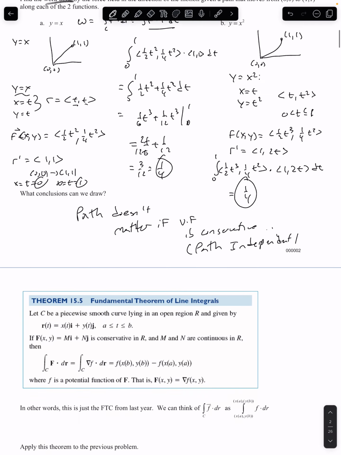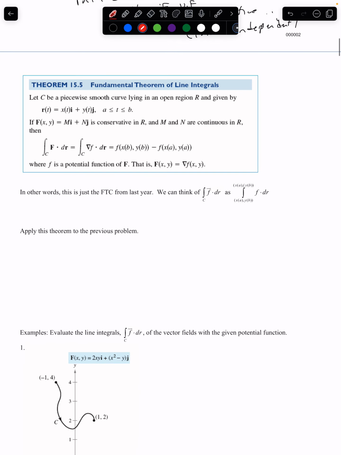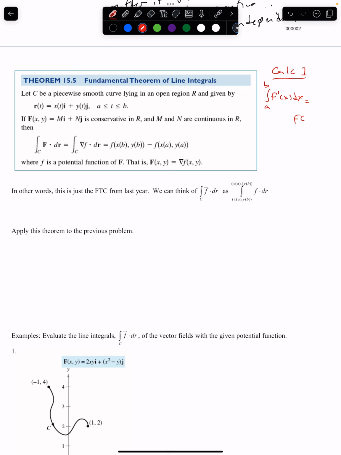Let's take a look at what that means for us right here. If a vector field is conservative, we can treat it like we did in calculus. You might recall from Calc 1, if a vector field is conservative, I can take an antiderivative. We have the fundamental theorem of calculus. If I know the derivative, I can find the original function. That's going to become f of x, and we can evaluate that from a to b. And that's going to give us f of b minus f of a.